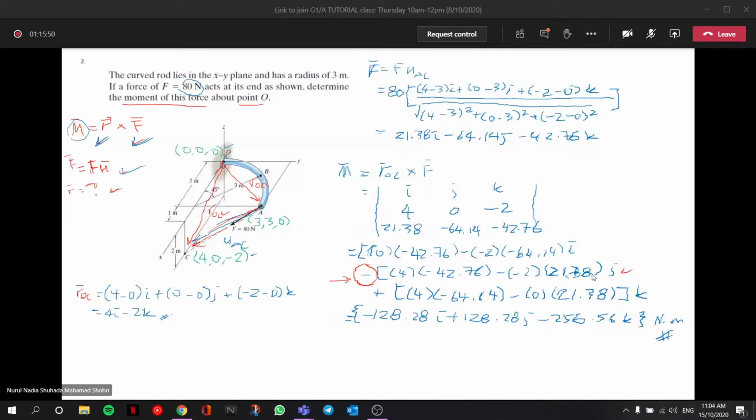Do you have any problem up until here? Miss, in terms of finding the radius of OC, can we find the radius from O to A point? Sure, you can use that also. There are actually two options here. You can use ROC, you can also use ROA. At the end, the value of the moment would be the same. Okay, thank you, Miss. You can try using ROA later.